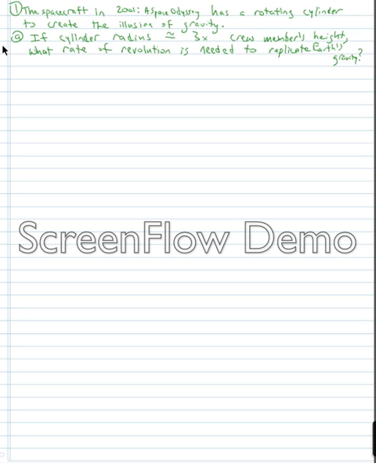Okay, so part A of the question asks, if the cylinder radius is about 3 times a crew member's height, what should the rate of revolution of the cylinder be in order to replicate Earth's gravity?